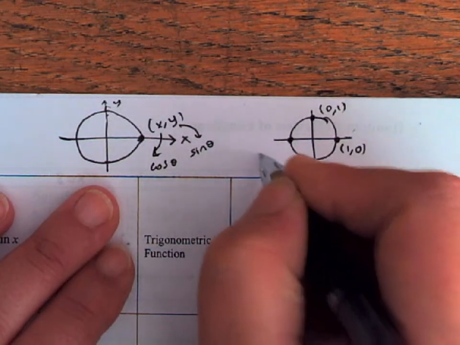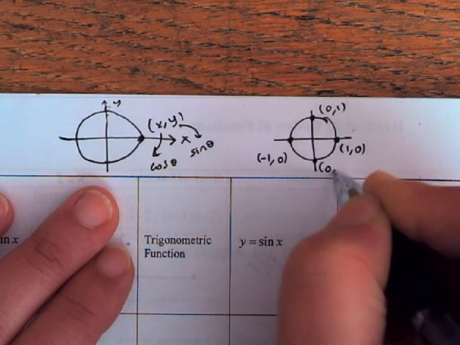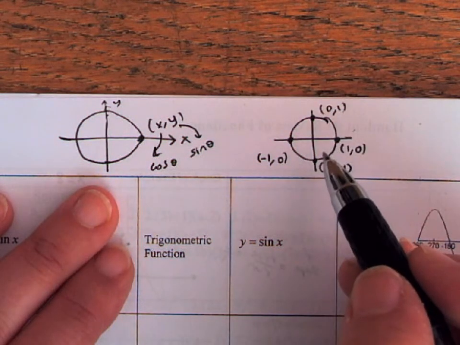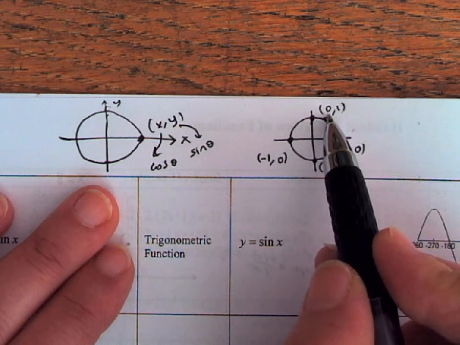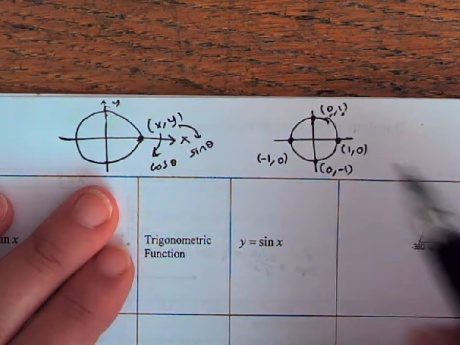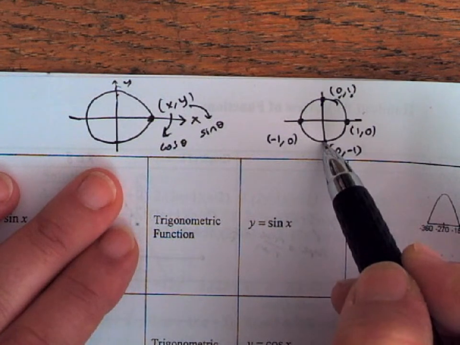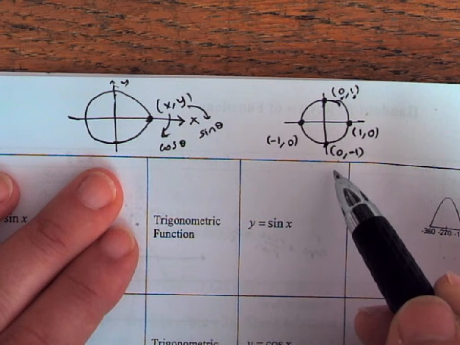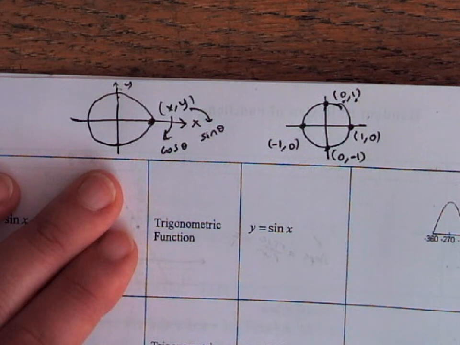Here x coordinate negative 1, y coordinate 0, and here x coordinate 0, y coordinate negative 1. Okay, so if you are looking for, let's say, cosine 90 degree, you come to the 90 degree. First coordinate is cos, second coordinate is sine. If you are looking for cosine 270, you come here. So x coordinate is 0, so cosine 270 is 0, and sine 270 is negative 1. Are we okay with this?